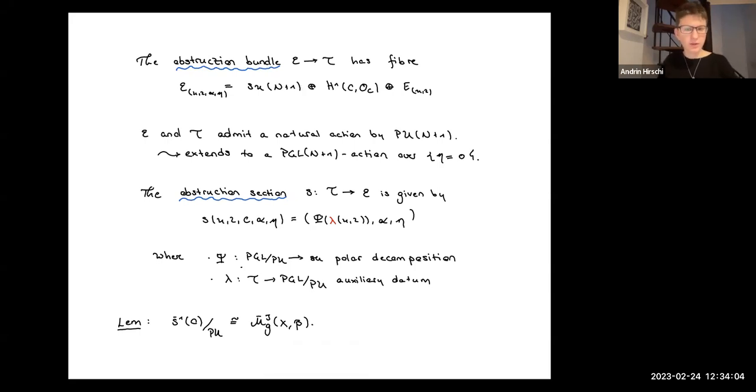So both E, the obstruction bundle, and T admit a natural action by PU n+1. Now this PU n+1 action extends to the PGL n+1 action over the locus where the perturbation term eta vanishes. And what does this action do? In both cases, it acts on the framing iota simply by post-composition using the obvious action on Pn. And if we are over the locus where eta doesn't vanish, we only get a well-defined action by PU n+1. But over the locus where eta vanishes, we can extend that.